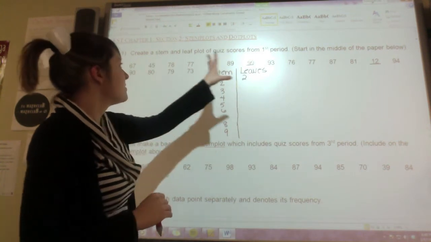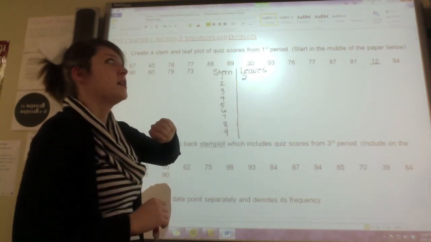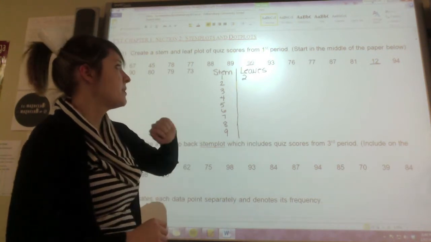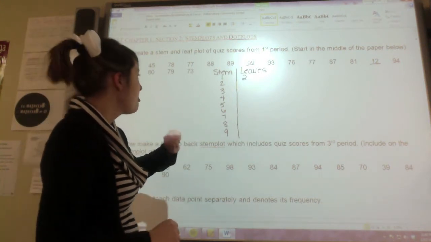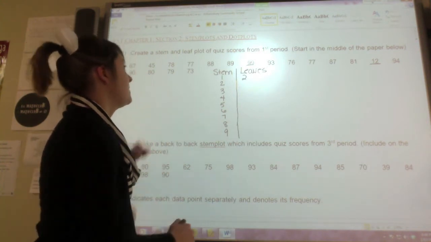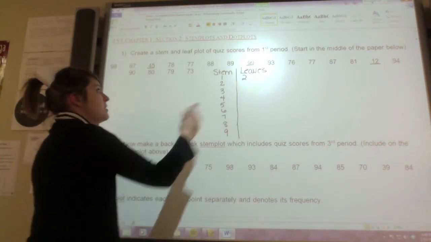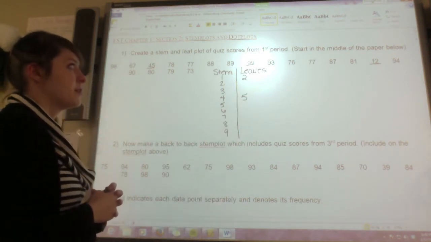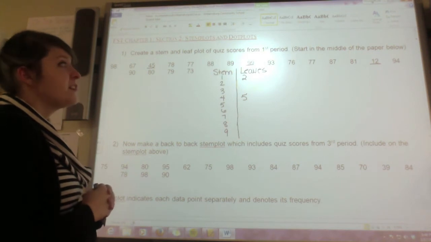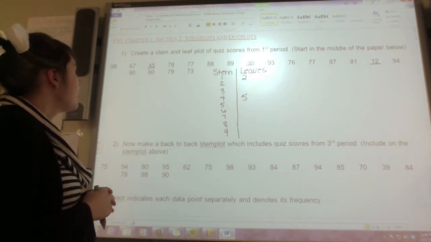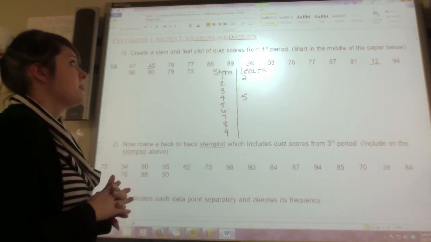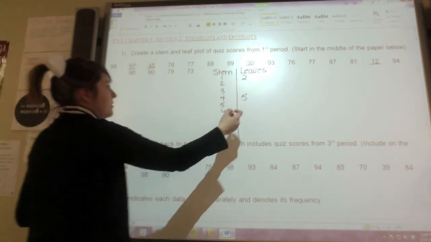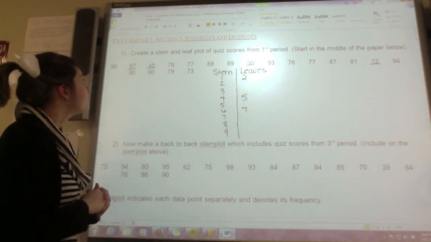Okay, now I'm going to look and see, do I have any numbers in my 20s? And the answer is no, so I'm going to skip over 2. Do I have any numbers in my 30s? No, so I'm going to skip over 3. Do I have any numbers in my 40s? Yes, I have a 45 right here, so I'm going to write a 5 for my leaf. I don't have any other numbers in my 40s. Do I have any numbers in my 50s? No. How about my 60s? Yes. So for my 60s, I have just 67, so I'm going to write a 7 for my leaf.